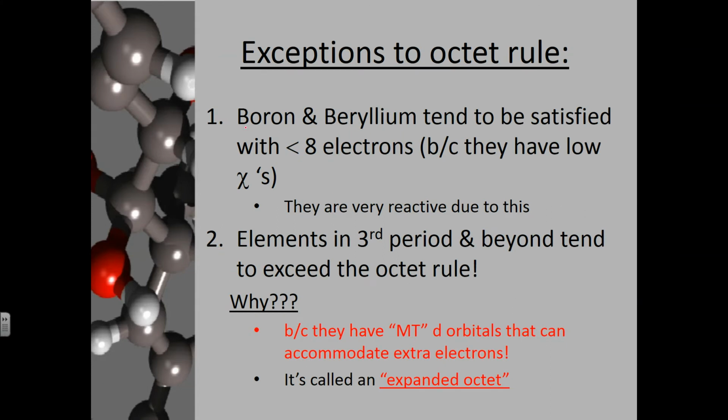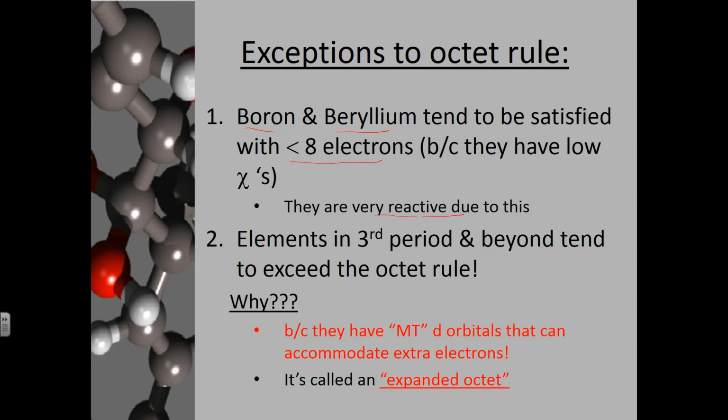Well, boron and beryllium happen to be 2 elements that tend to be satisfied with less than 8. We call them electron deficient. And that is because they have very low electronegativities. Remember, electronegativity is like that pull or a tug of war that the atoms have with the electrons. So they're vying for ownership of the electrons. Well, boron and beryllium have very low electronegativities, and they're simply not strong enough to pull any electrons over. And for that very reason, many compounds that contain boron and beryllium are very unstable and reactive due to this instability.